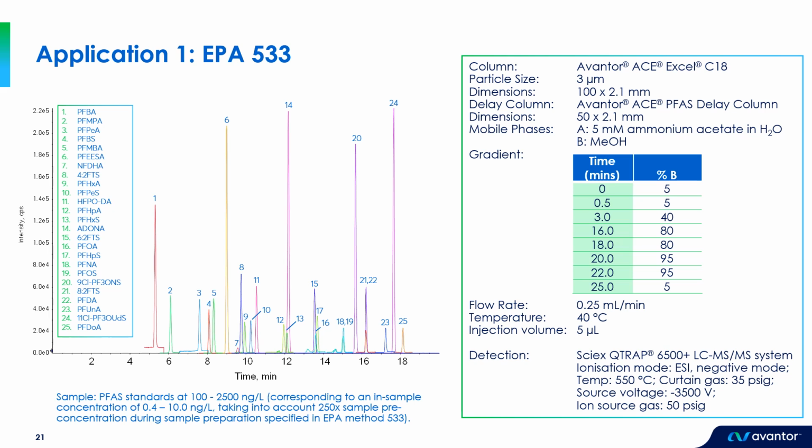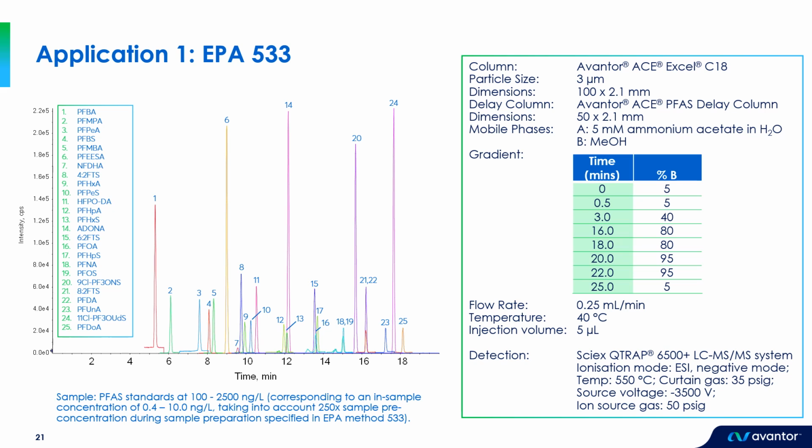The data here is actually a standard solution with concentrations ranging between 100 to 2500 nanograms per litre. Now, EPA 533 utilizes SPE to incorporate a 250-fold sample pre-concentration during the sample preparation. So that concentration actually corresponds to 0.4 to 10 nanograms per litre or parts per trillion in the actual sample itself. So we're readily achieving the low parts per trillion levels that are required for this method. This standard method has a fairly long gradient program, 25 minutes long, and we also have to re-equilibrate the column afterwards. So the cycle time for this method would be around 35 to 40 minutes long.